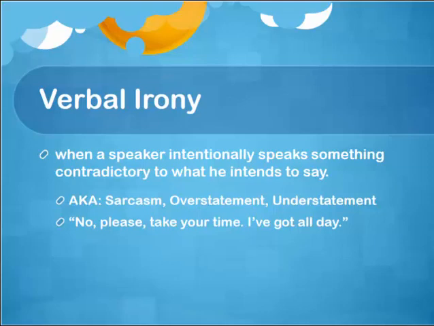So the example provided here is, "No, please take your time. I got all day." Again, depending on how you say it and what situation you say it in, this can be taken as sarcastic, or to say something like, "Hey, I really like your shirt there, buddy. Looks fantastic," as another example of verbal irony.